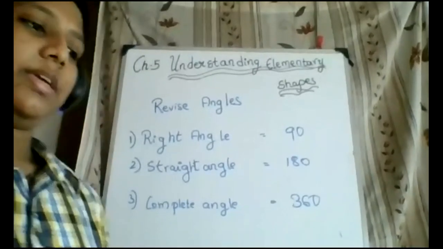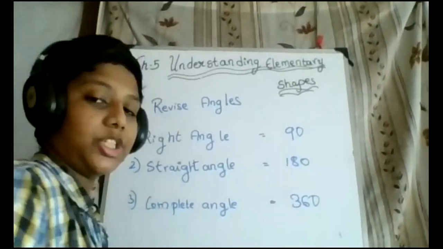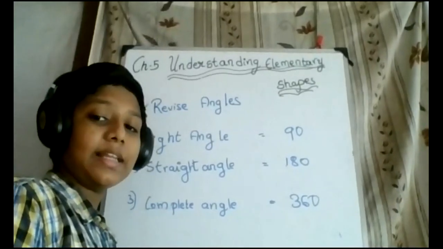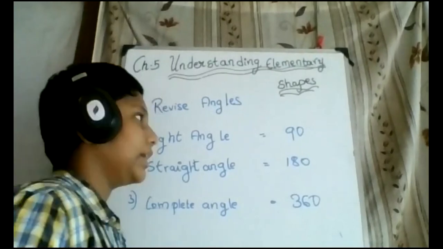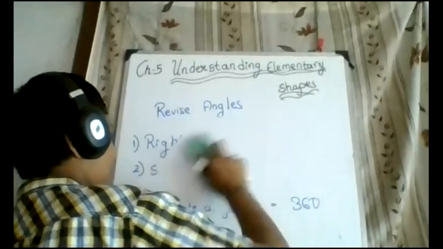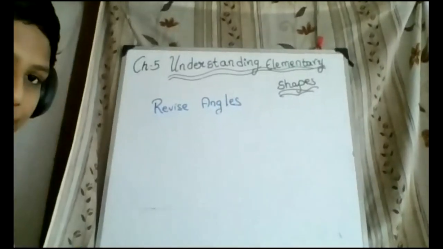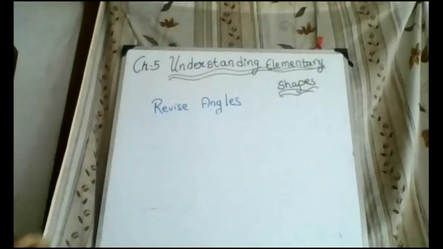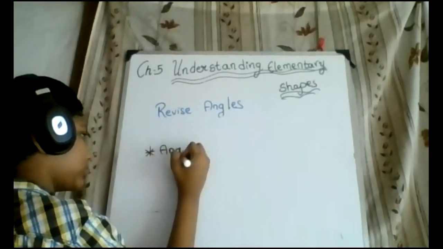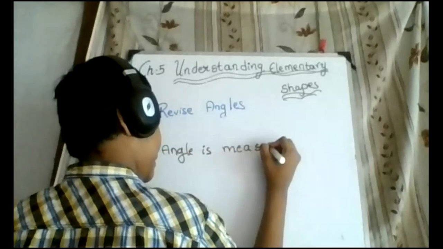Now see, what are the three important angles? Right angle: the angle measure of a right angle is 90 degrees. Then next we have straight angle: the measure of a straight angle is 180 degrees. From this we can tell that angle is measured in degrees. First point: angle is measured in degrees.